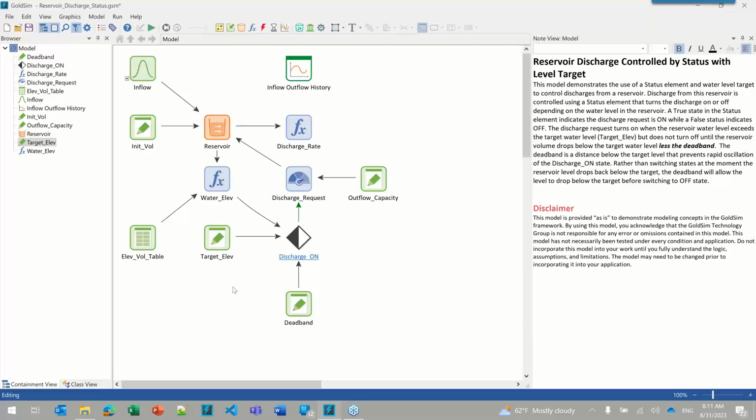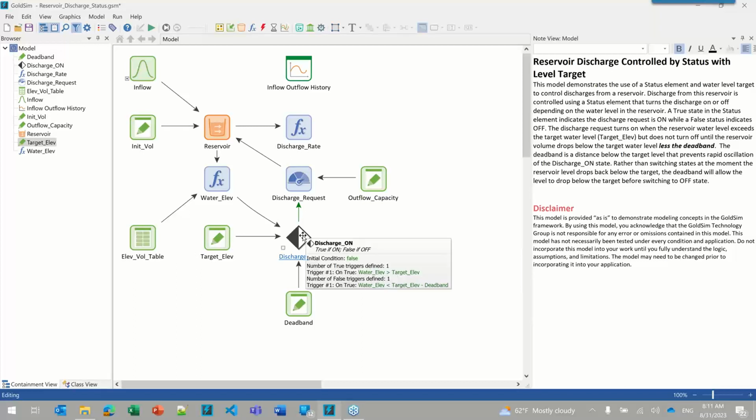So we're trying to compare the current water level we're calculating to a target. And when we make that comparison, we can make a decision. Not at any point in time, but when the relationship between those two is such that we want to make a decision. So what I'm doing is saying when the water level exceeds our target elevation, then we want to turn on an outflow. So I call this discharge on with the status element.